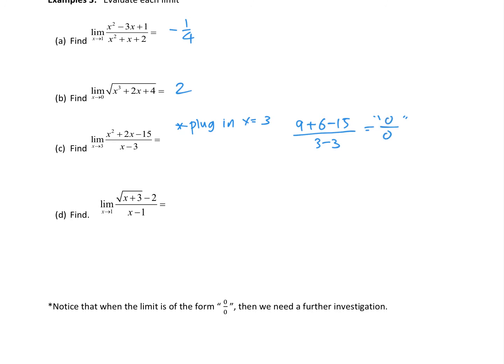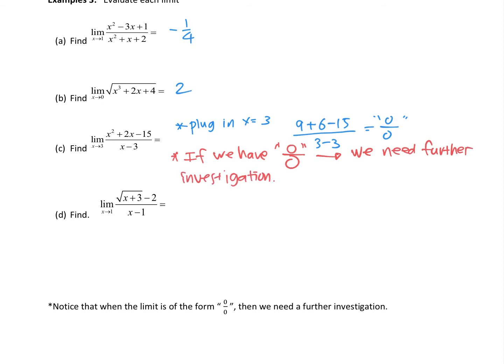So generally speaking, when you have 0 over 0, let me make it red, that means we don't know what the answer is. We need further investigation. That means you have to do an extra step to figure out what the limit is. As of now, I cannot say the limit doesn't exist. As of now, I cannot say the limit is equal to 0. I just have to do extra work to see if I can simplify something.